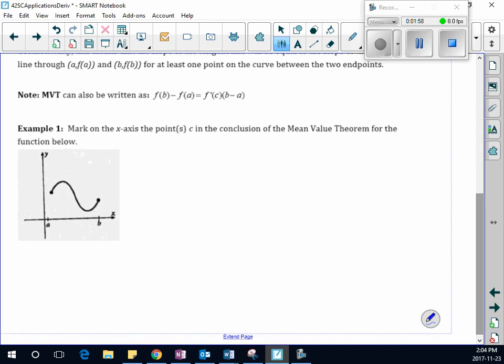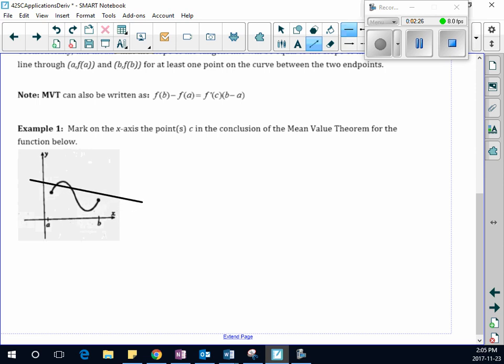So here's a graph, and it's saying mark on the x-axis the points c in the conclusion of the mean value theorem. So the first thing I would do is actually make a line going from a to b. So here's a, so like that. That's not a very good line. Maybe I should actually use the line feature. I'll just do that.